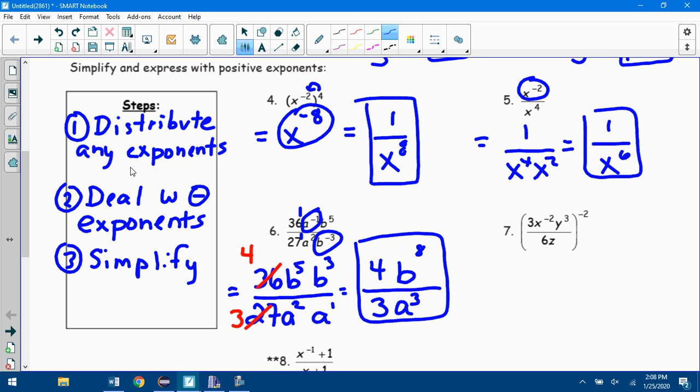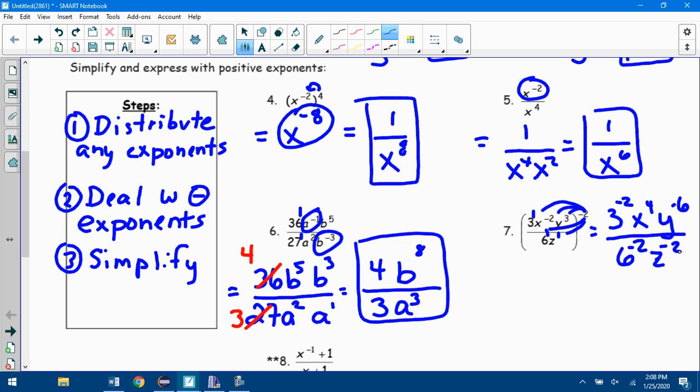Number 7. You see anything that needs to be distributed? Well, I sure do, that -2. So before you do that, put 1s on any variables that don't have exponents, because that -2, remember, is going to the exponents, not the numbers. So this is going to look like 3 to the -2, x to the +4 when we multiply it, y to the -6th, all over 6 to the -2, z to the -2.